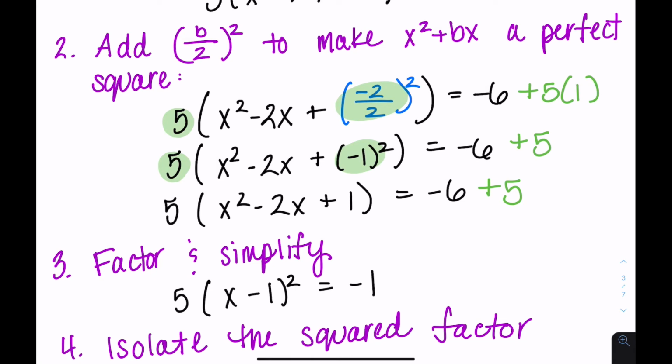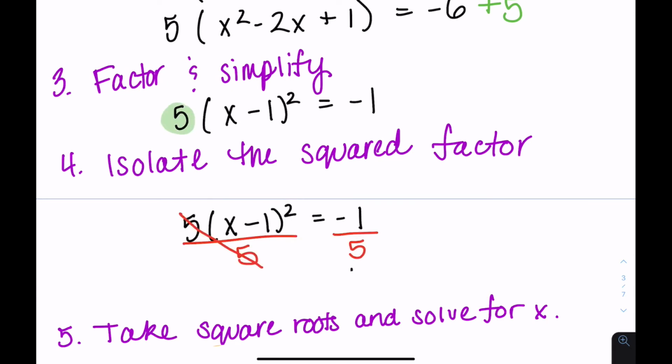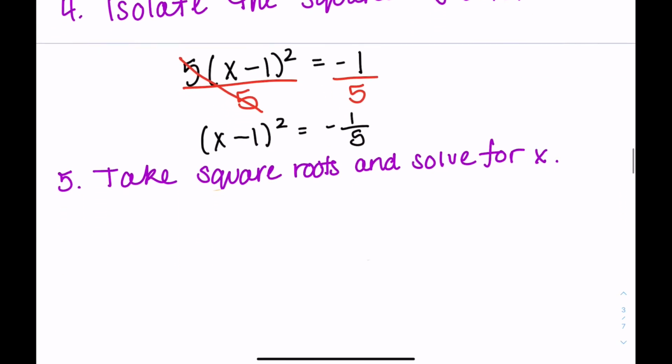We're going to do what we did in the last problem and just isolate that squared factor. So I need to go ahead and divide by 5. So we get x minus 1 squared is negative 1/5. Now we can go ahead and we can take a square root.